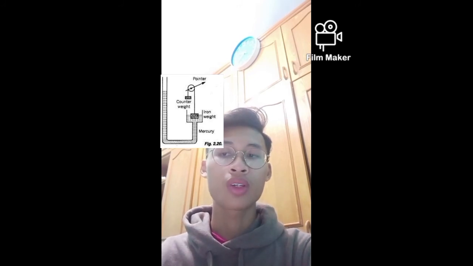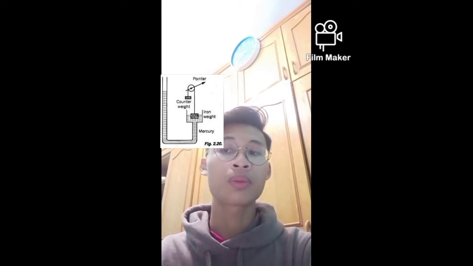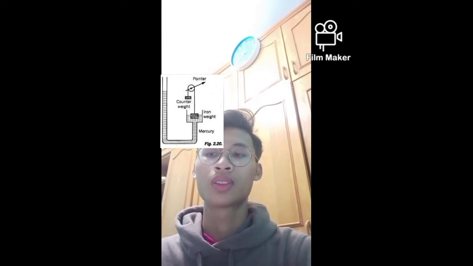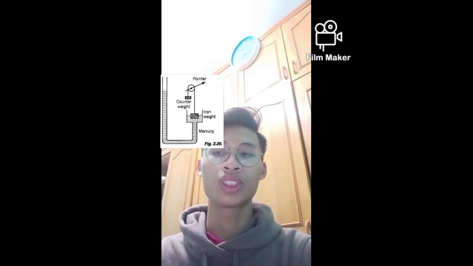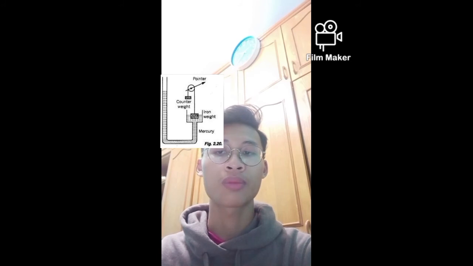A small iron block is supported on the mercury surface partly by the upthrust of mercury on it and partly by a counterweight. The iron block and the counterweight are connected by a string taken over a pulley. Variation of atmospheric pressure brings about rise and fall of the mercury surface in the open end of the U-tube, which in turn causes the pulley to rotate by some angle. A pointer attached to the pulley will move over a circular scale from which the atmospheric pressure may be read.